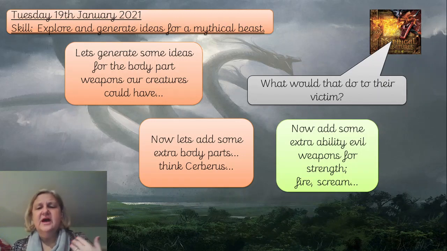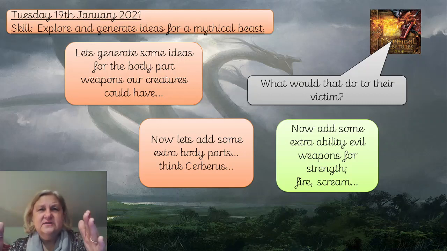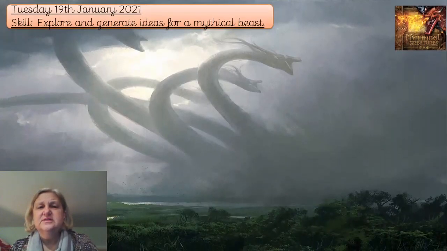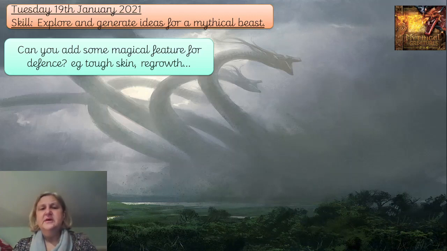So you could have those sort of creatures. Is it the scream that makes it really bad? Is it the eyesight turning something into stone like Medusa? Or is it the ability of those creatures? What could they do? So have a think about that. Then could you add some magical feature for defence, like the Nemean lion has the toughest skin and you can't get an arrow through it.